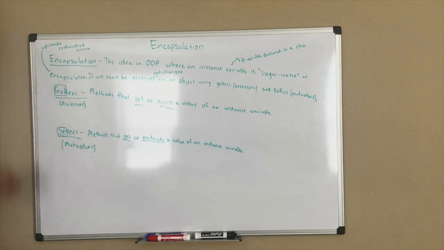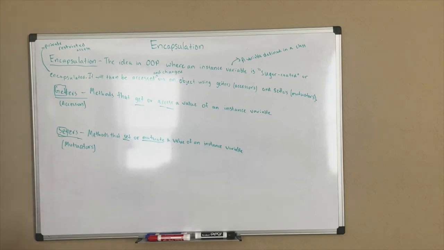So we have encapsulation. The idea in OOP where an instance variable is defined in a class. Well, that's just the definition of an instance variable, right? It's defined in the class. The instance variable is encapsulated. This means that it's given private, restricted access. Because it is given private restricted access, we can't just straightforwardly print it to the terminal, right? We have to access it through an object using getters, which are another word for accessors, and setters, which are another word for mutators.